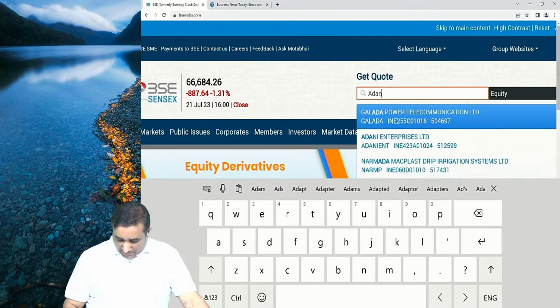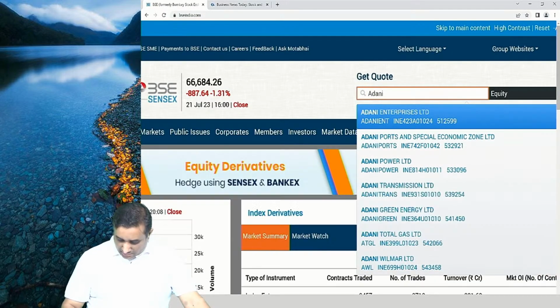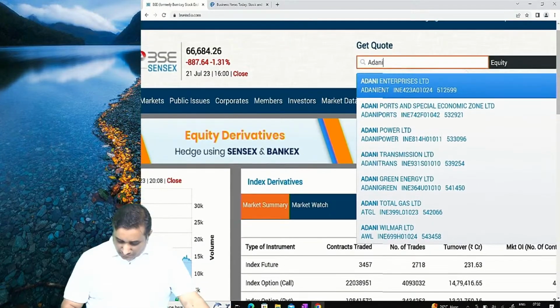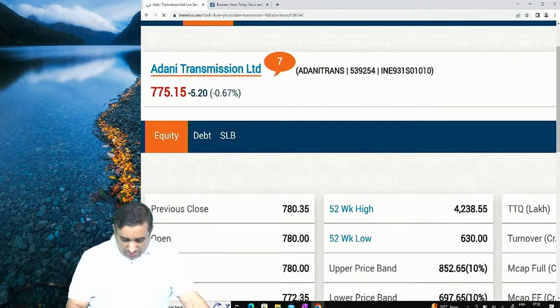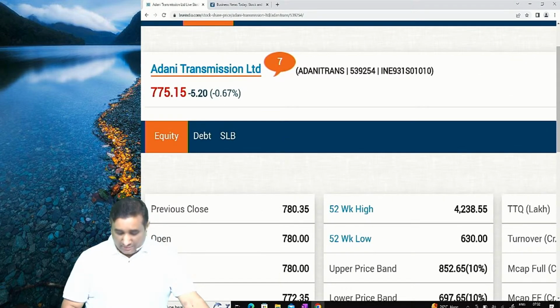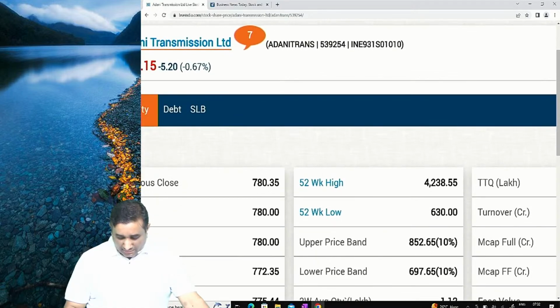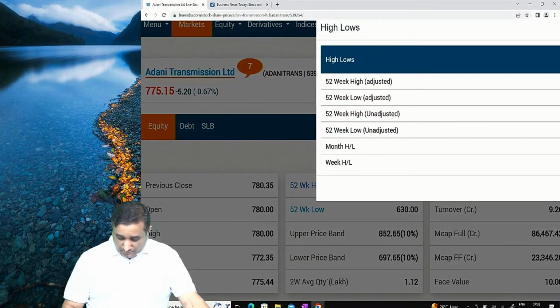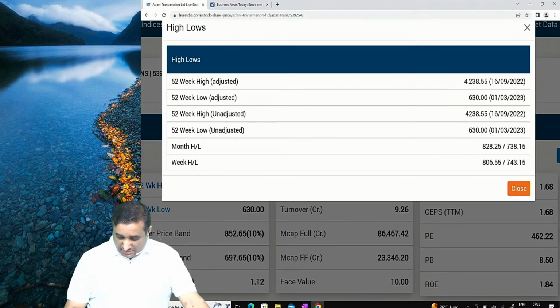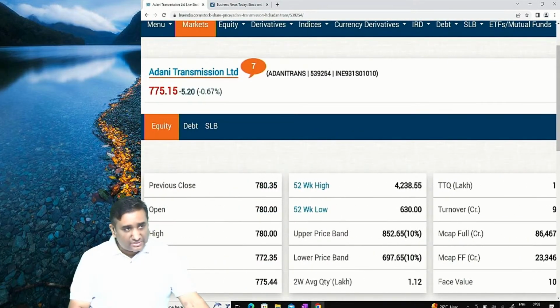Let's suppose Adani. Adani has a number of companies here. So which company should we go to? Let me go to Transmission. What is the price? 775. What was the 52-week high? 4,000. It was before that report came out. Now what was the date? 16/9/2022. 4,238, whatever was the highest. As of now it is 775.